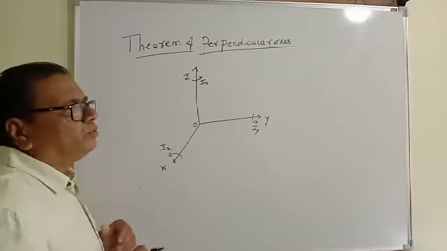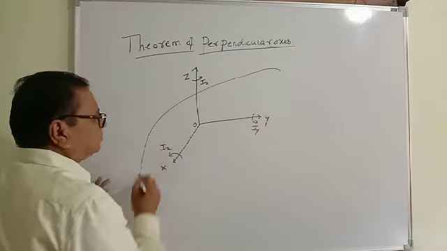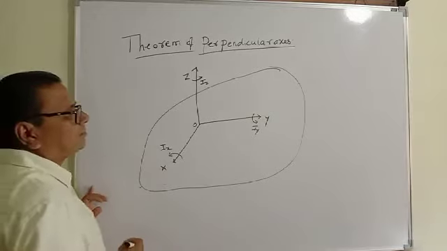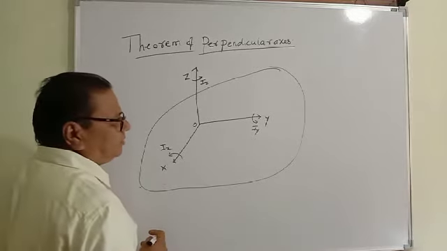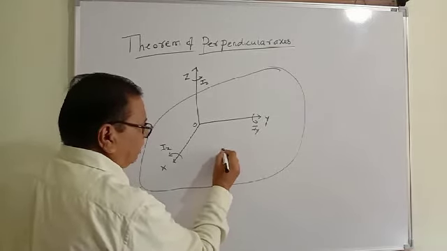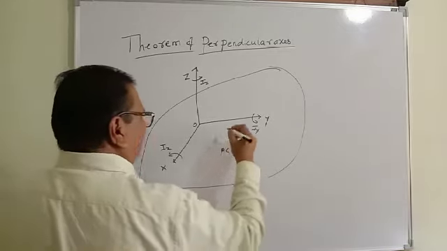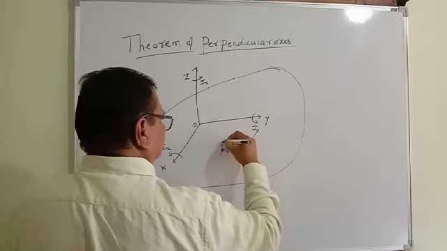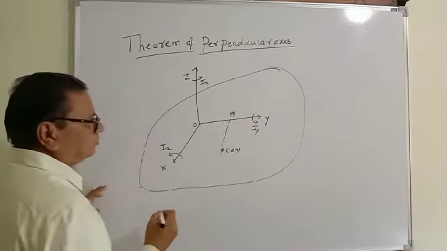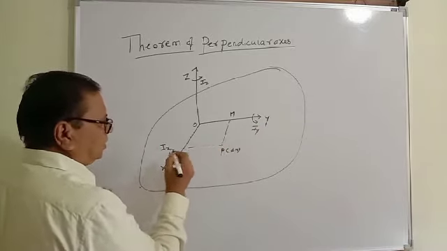In order to prove it, let the body be divided into a large number of elements of equal masses. Let the element be at a point P of mass dm. Draw a perpendicular on the y-axis, say M. Draw a perpendicular on the x-axis, say N.